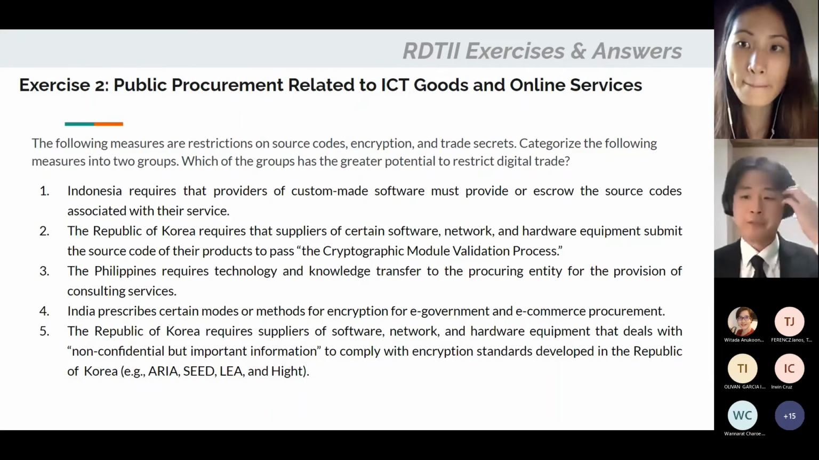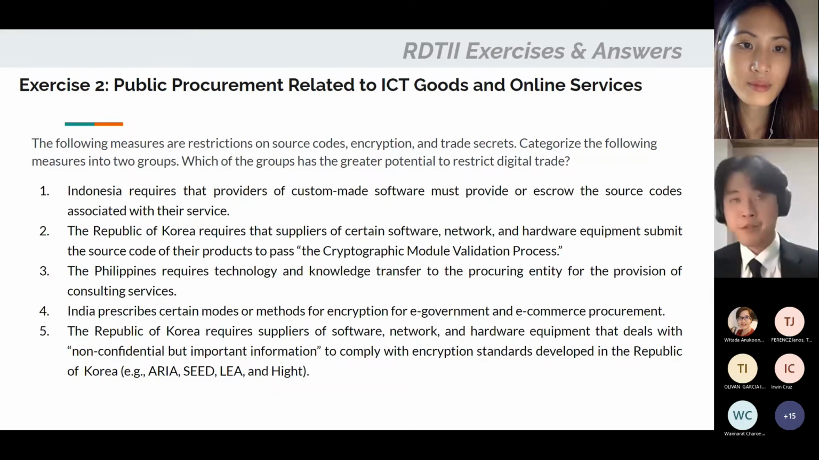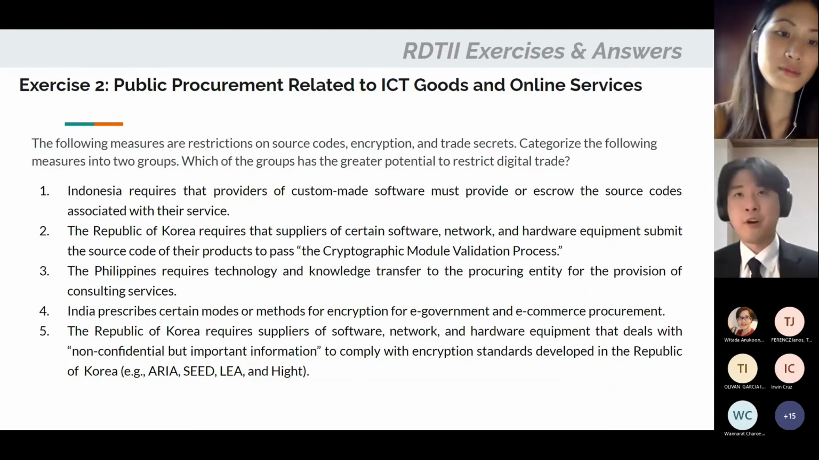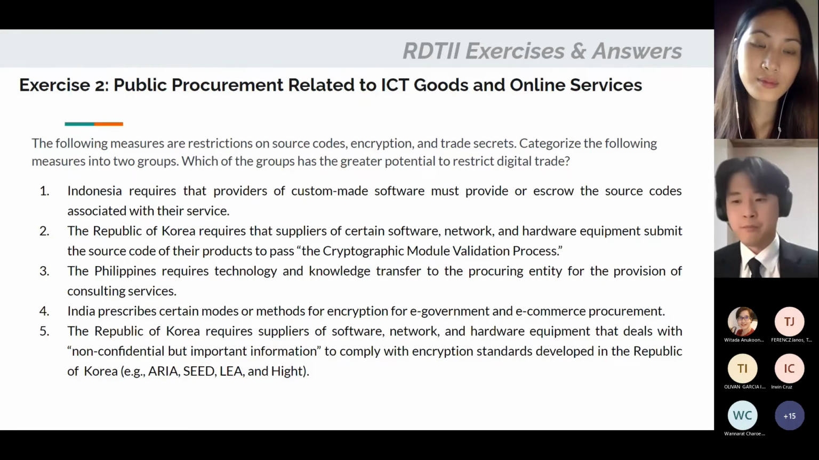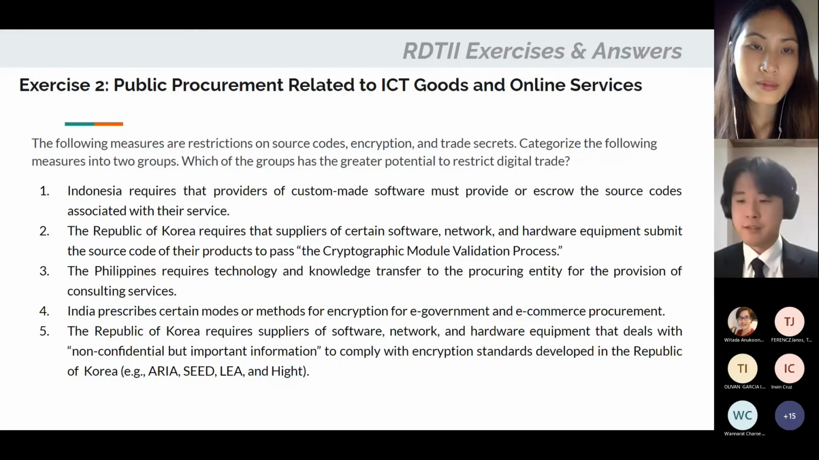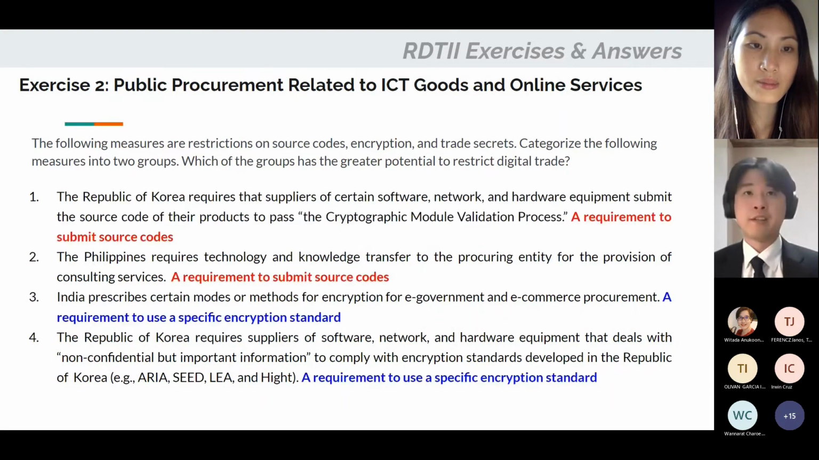Then moving on to exercise 2, which is about public procurement. So the question asks, the following measures are restrictions on source code, encryption, and trade secrets. The question further asks, categorize the following measures into 2 groups. Which of the groups has the greater potential to restrict digital trade? The restriction on source code, encryption and trade secrets is one of the sub-pillars of Pillar 2, and this one was actually a little difficult, a little tricky.